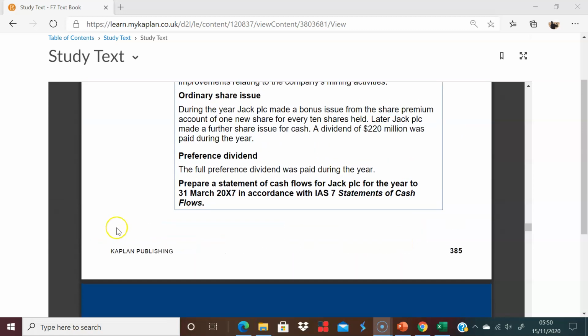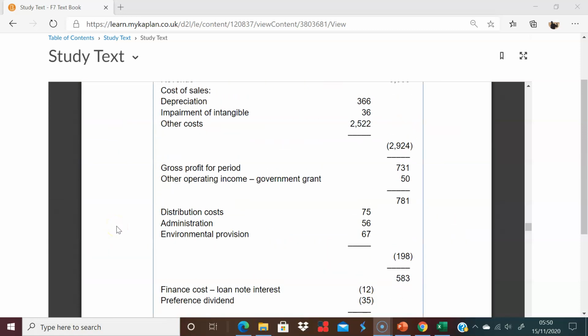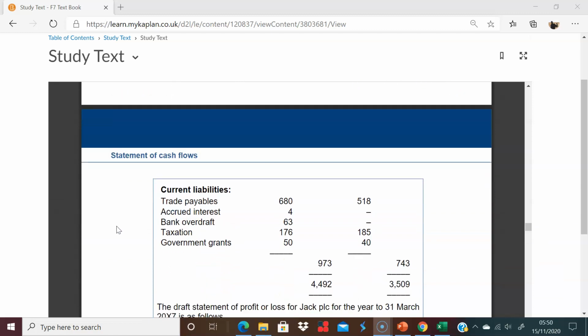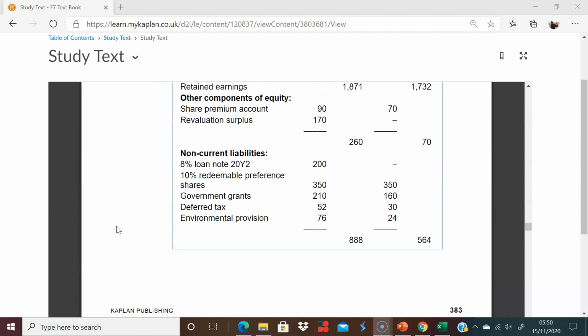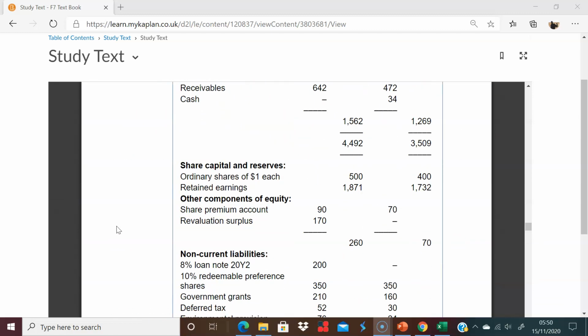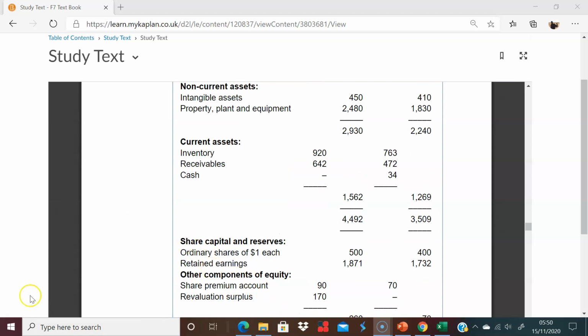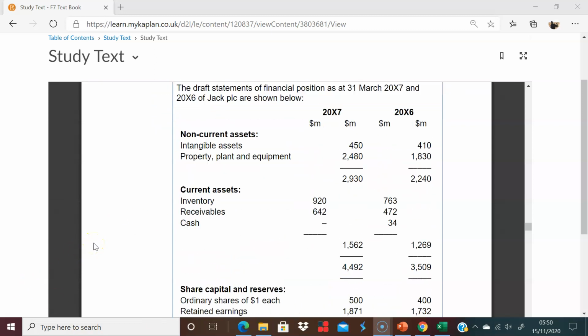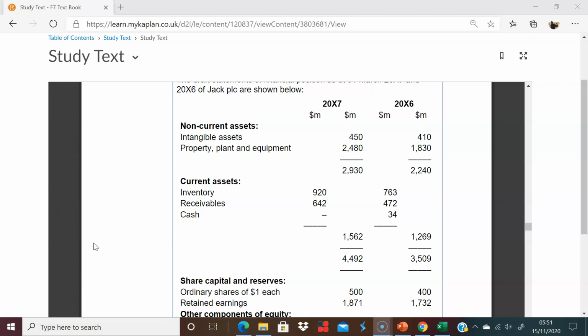Okay, so what we're going to do now is try and prepare, first of all, the cash flow from operations. That's the first bit that we need to work on. I think you need to be aware of what needs to go through the cash flow from operations, and think, okay, I know what I'm looking for, but I'm going to do it as well as doing the double entry.